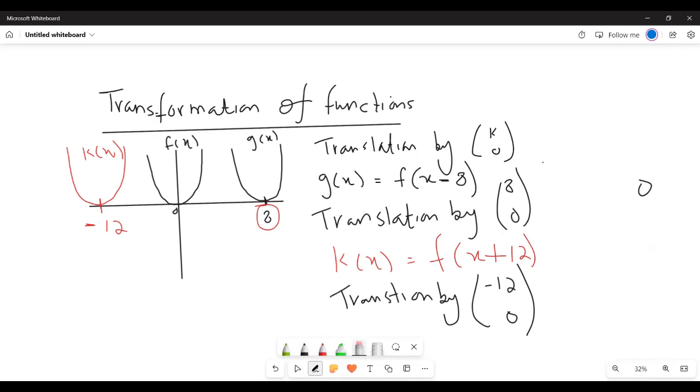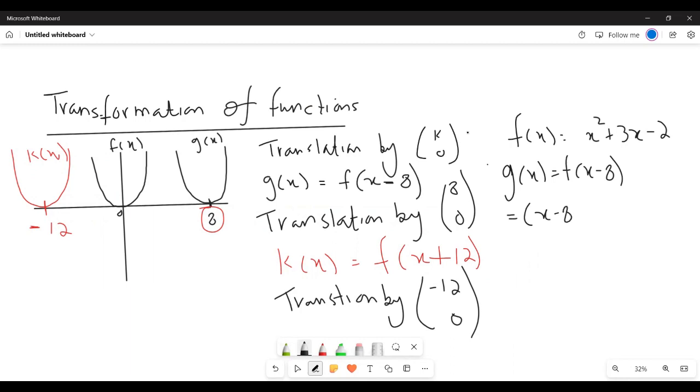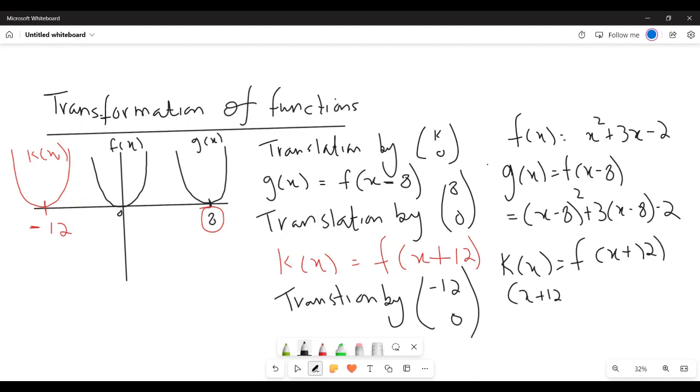That means if f(x) is, let's say, x squared plus 3x minus 2, then g(x) will be f(x - 8), which is (x - 8) squared plus 3 times (x - 8) minus 2. I'm not simplifying it, but you may need to in the worksheet. Similarly, k(x) would be f(x + 12), so it's (x + 12) squared plus 3(x + 12) minus 2. Understood?